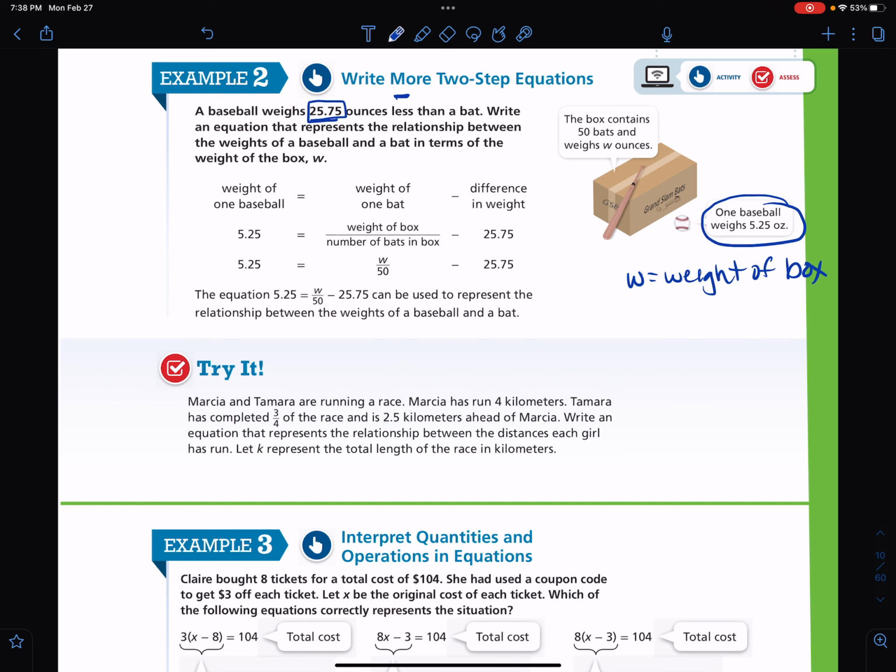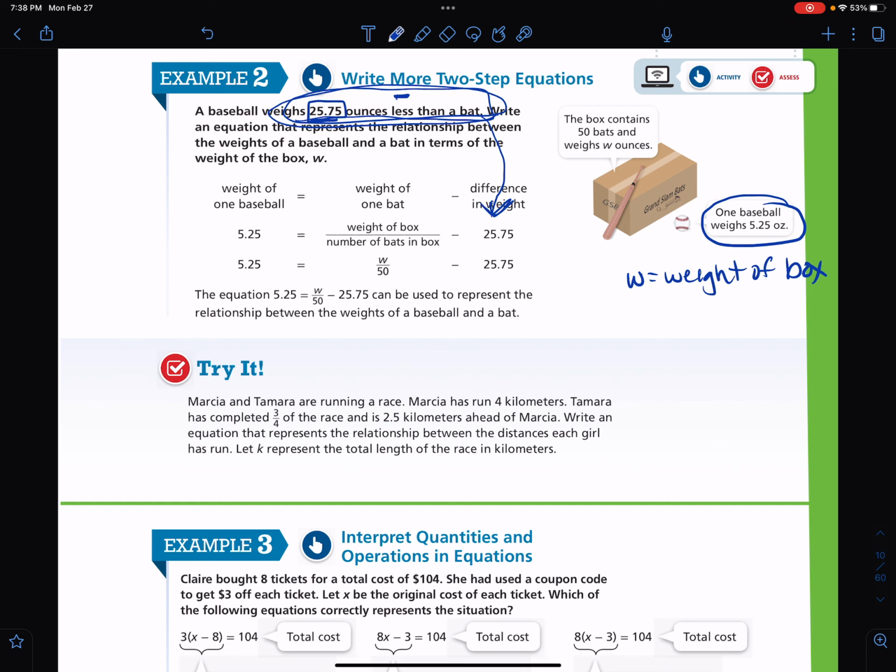Let's see where they came up with that. So, weight of one baseball. So we want to know that in terms of a bat. Weight of one bat minus the difference in weight. How do we know the difference? Oh, okay. Because it tells me the difference in weight comes from up here. That's where I was missing it. So the difference in weight is this, 25 point whatever ounces.